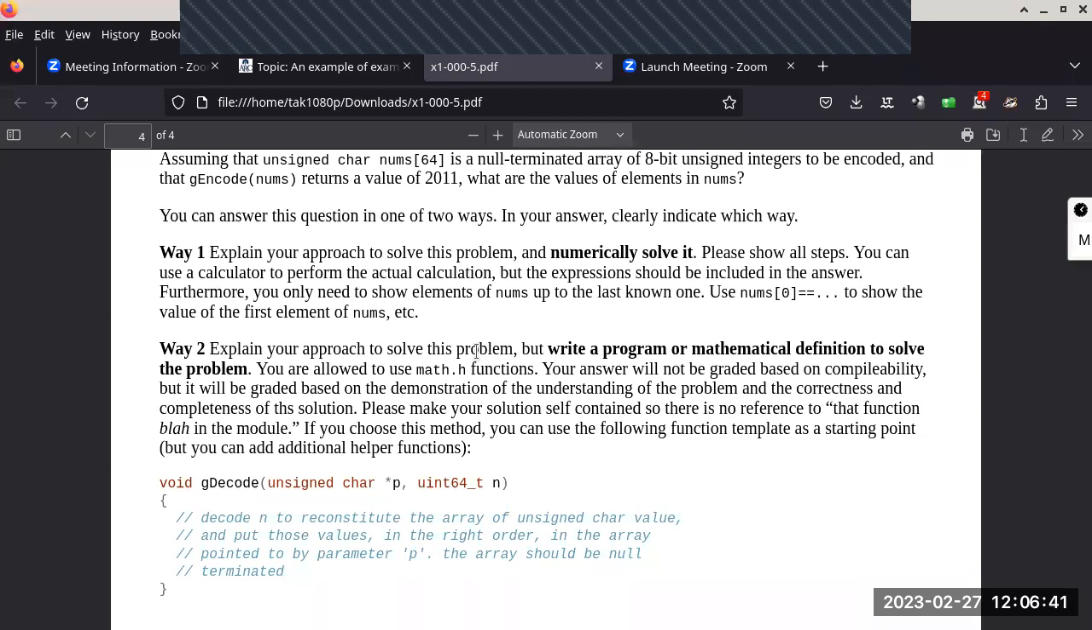If you choose this particular method, you can use the following function template as a starting point, but it doesn't have to be. So I'm giving you a function prototype. GD code needs to have a pointer to an array because what you're decoding, you need a place to store that. That's what this key parameter is. And then you also need a natural number to start with, which is the result of the G encode function. So does that answer all the questions?